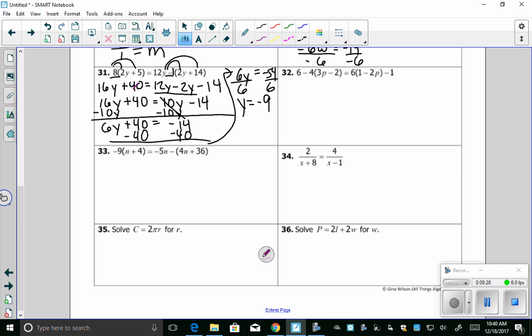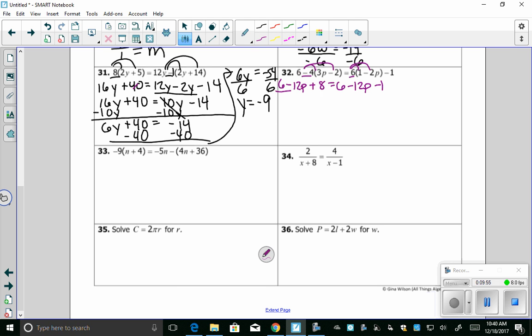Y equals negative 9. Number 32. Distribute the negative 4 and the 6 so that I get 6 minus 12p plus 8 equals 6 times 1, which is 6. 6 times negative 2p is negative 12p minus 1.